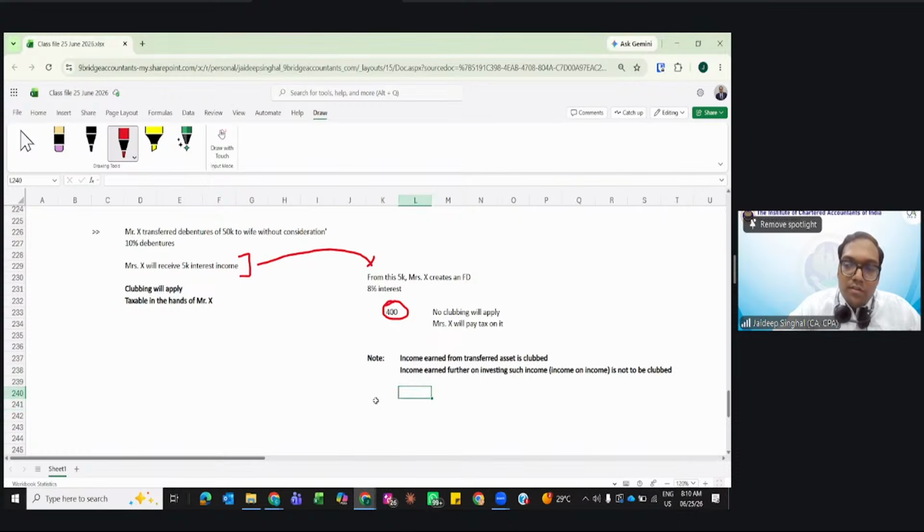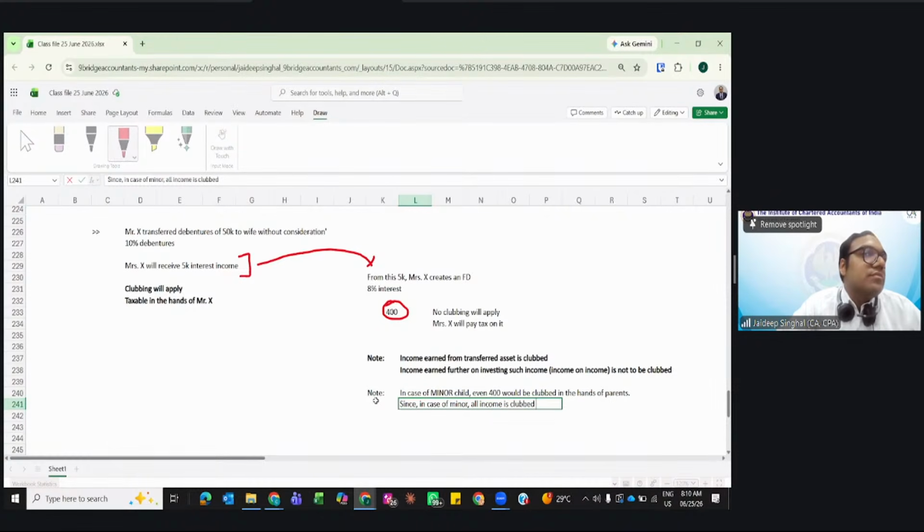Write one more note here that you will understand later on. In case of minor child, even 400 would be clubbed in the hands of parents, since in case of minor, all income is clubbed except income from special talent.